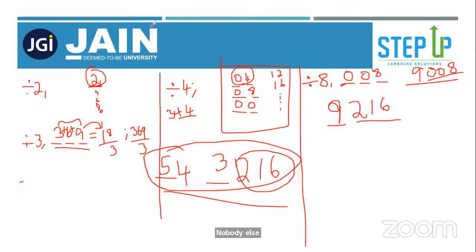Anybody else? No doubts. Okay. Now, the next one is Liban, is that the number to calculate the divisibility rule?